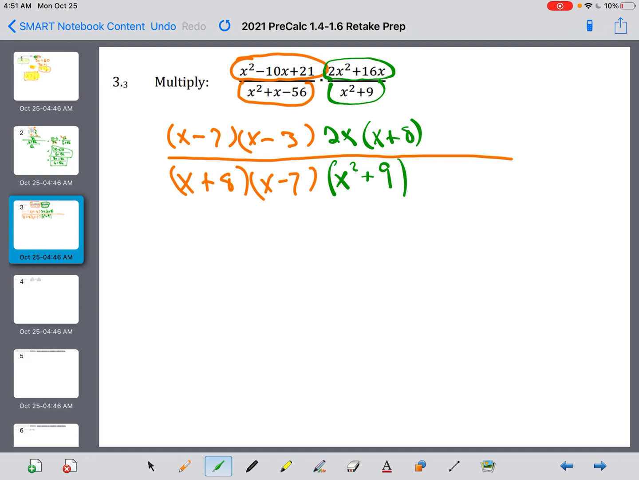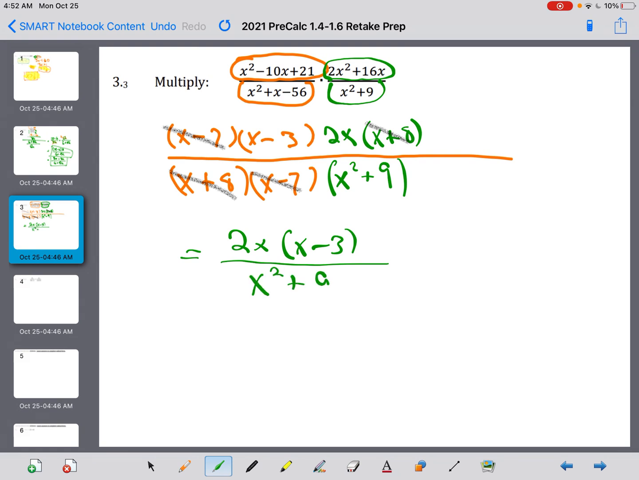So now we can go ahead, and what can we cancel? We can cancel this with this. Common factors top and bottom reduce to a 1. This and this. And that's all we get. So my final answer, I'm going to rearrange this. I'm going to do the 2x, x minus 3, leave that be. And down here we get x squared plus 9. You could distribute that 2x through the top, but you do not have to.